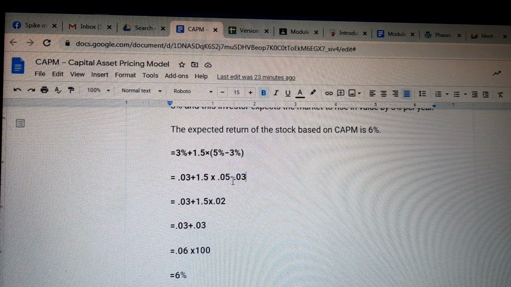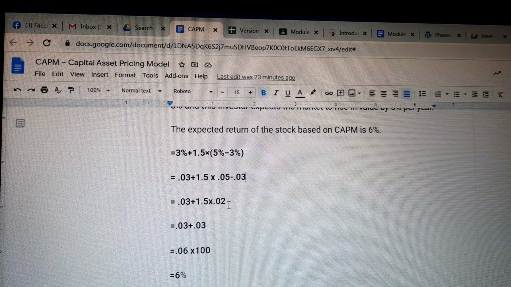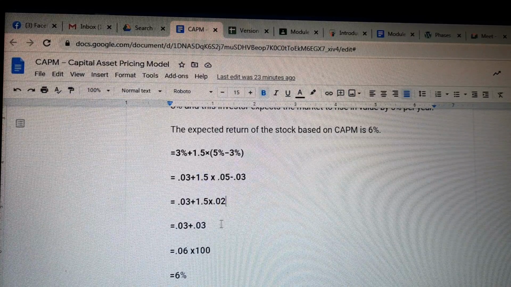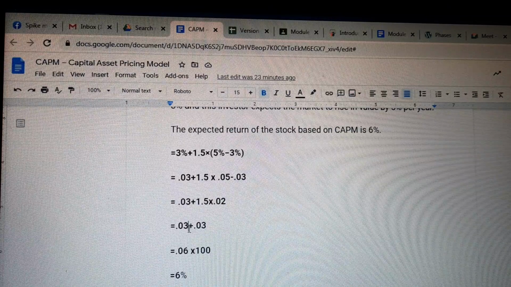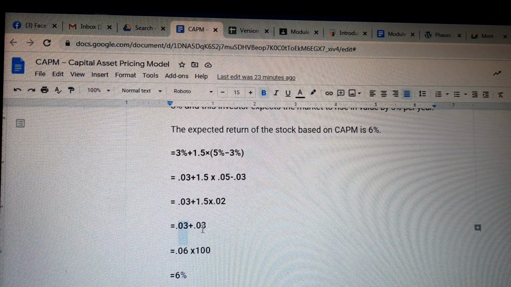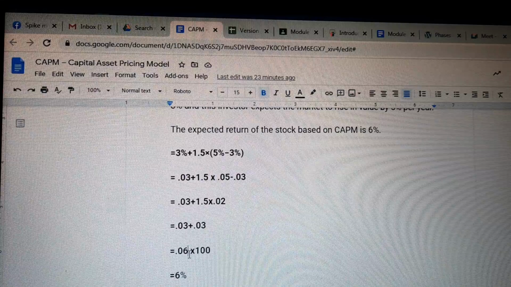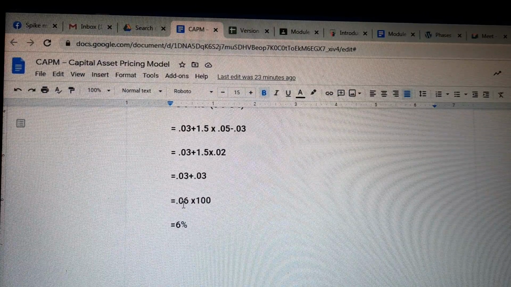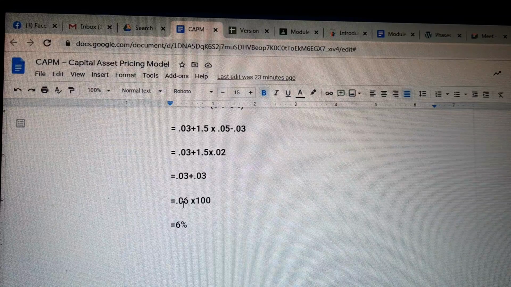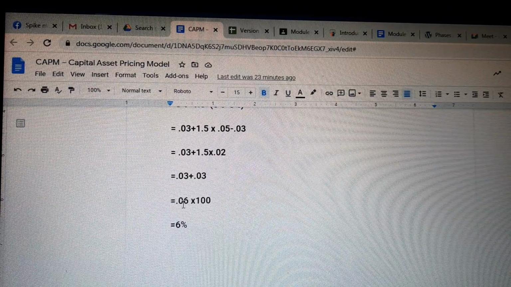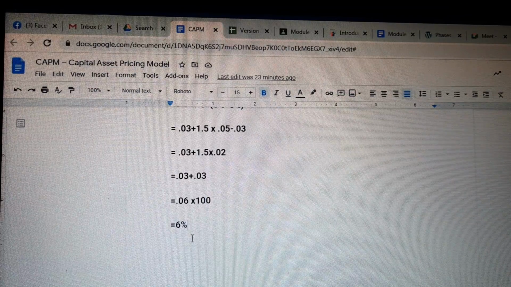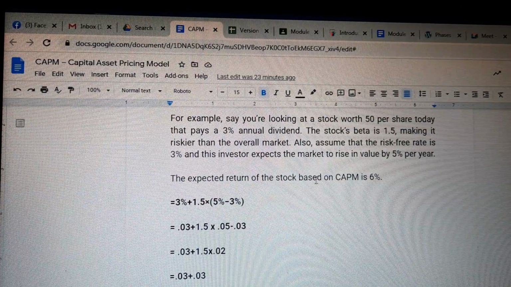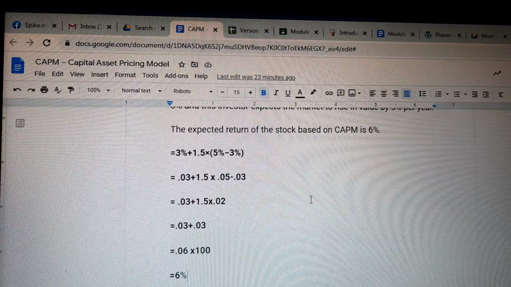So, 0.05 minus 0.03, that's 0.02. Multiply na siya nimo sa 1.5. So, that will give you 0.03. And then, add 0.03. So, 0.03 plus 0.03 equals 0.06. Since nakadecimal man siya and we are trying to measure the expected return in percent, multiply it by 100. Answer is 6%. So, the expected return of this stock is 6%.